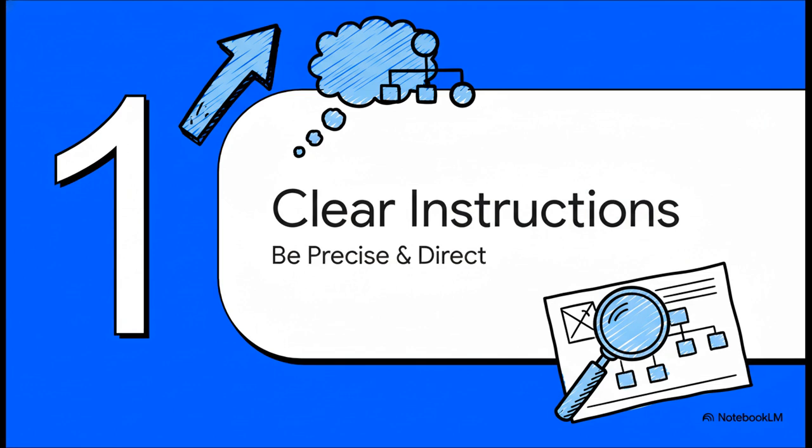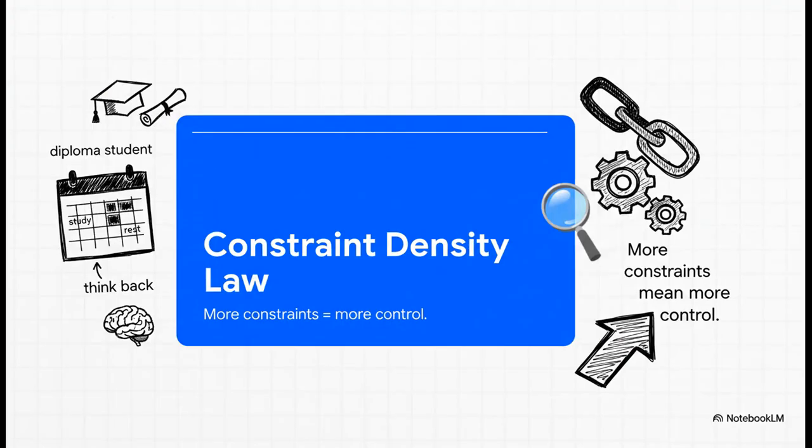Think about it. If your instructions are fuzzy, your results are going to be fuzzy. It's all about being super precise and direct with what you actually want from the AI. And that brings us right to our first law, the constraint density law. Remember that timetable example? The good prompt worked so well because it was packed with constraints, with rules. What this does is it takes the AI's focus from a billion possibilities down to the one specific thing you care about. It's simple. More constraints equals more control.